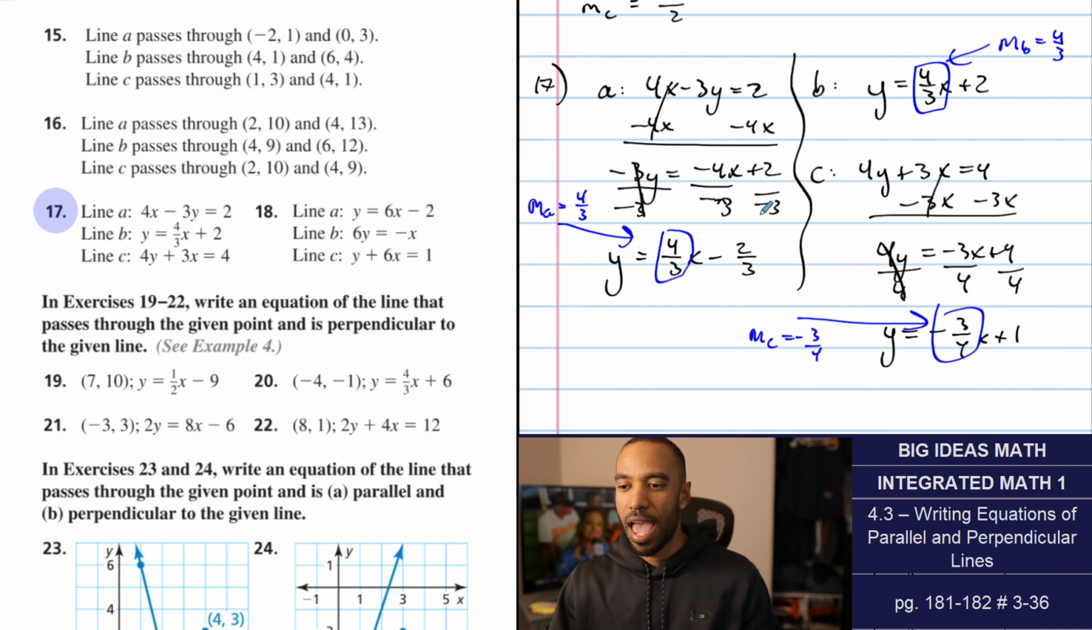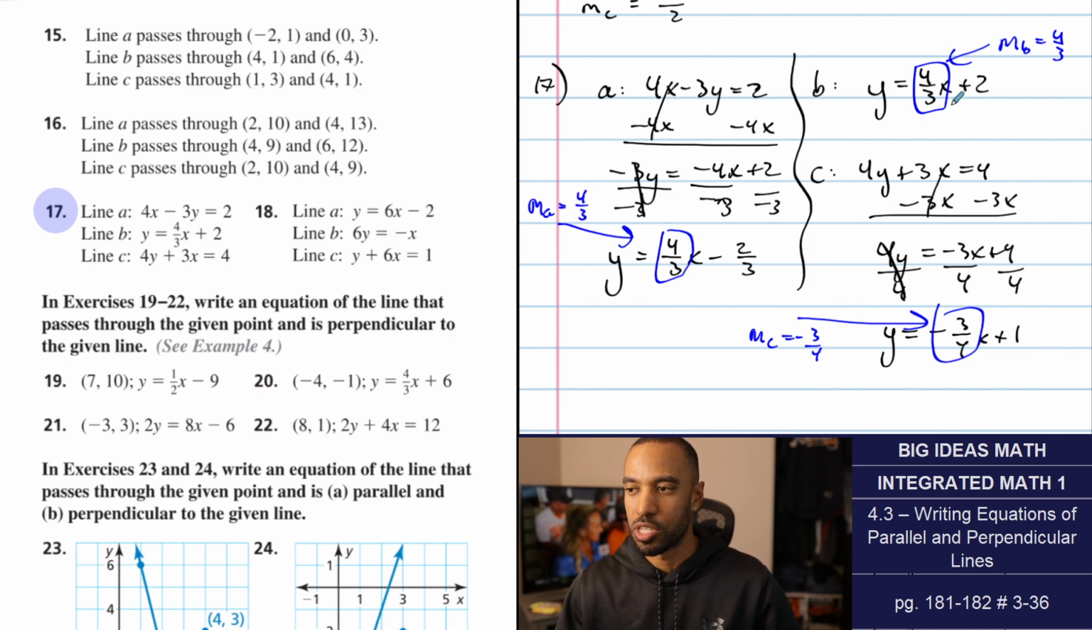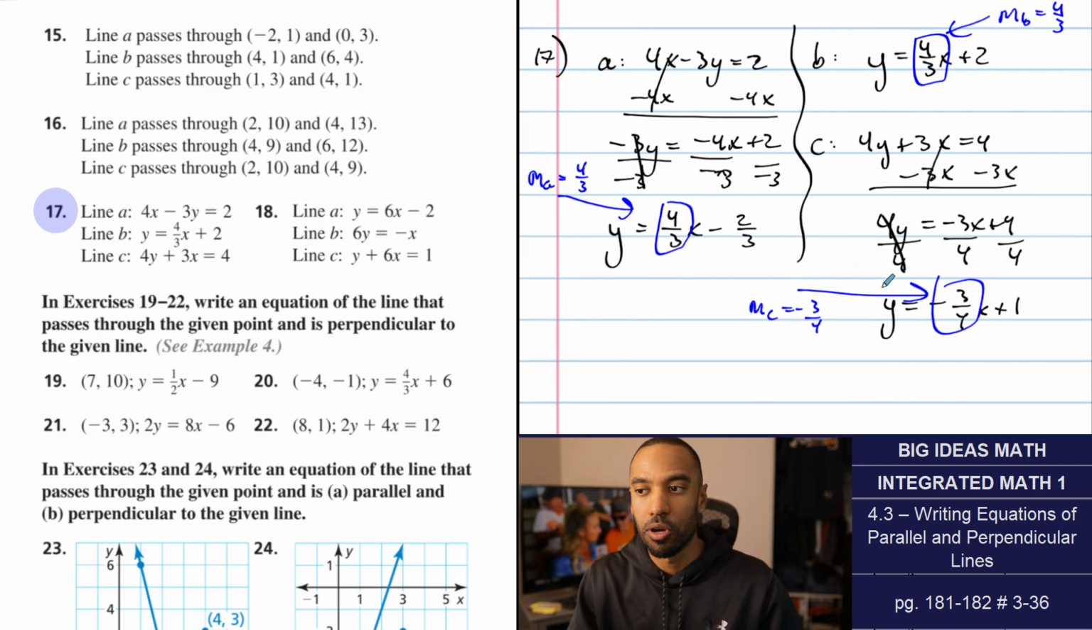All right, what do we have? A and B are parallel to each other. They both share the same slope. C is the opposite reciprocal of A and B, therefore perpendicular.